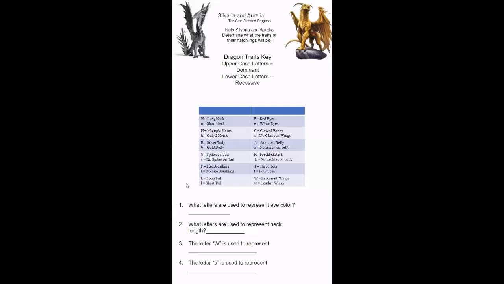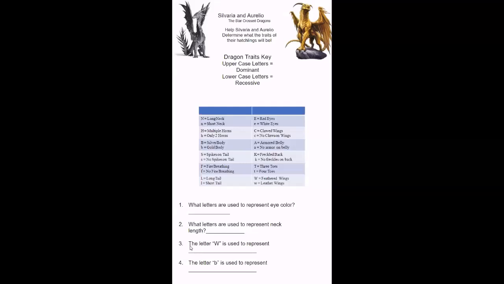E. We're using E. Uppercase is dominant, red eyes. Lowercase is recessive, white eyes. What letters are used to represent neck length? N. Capital N or lowercase n.